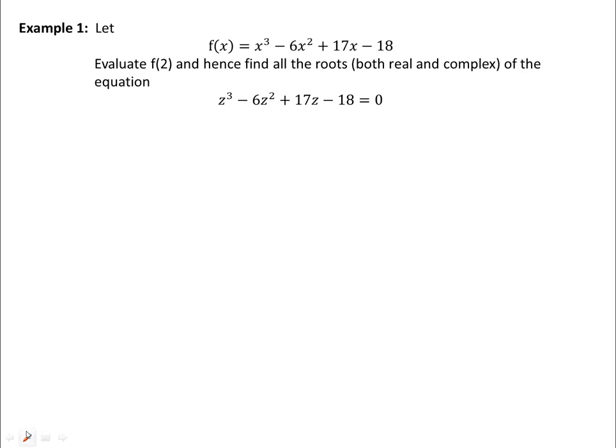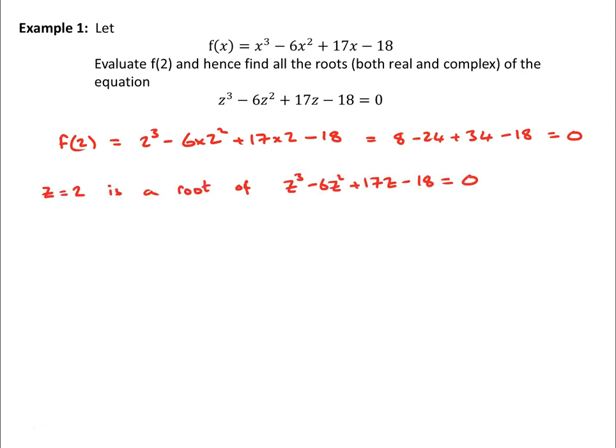Now, we've got to start by finding the value of f of 2. Well, f of 2 is 2 cubed, take away 6 times 2 squared, add 17 times 2, take away 18. So that is 8 minus 24 plus 34, take away 18, and that comes down to 0. So that means that we've found our first root of the equation z cubed minus 6z squared plus 17z minus 18 equals 0. We know z equals 2 is a root of the equation.